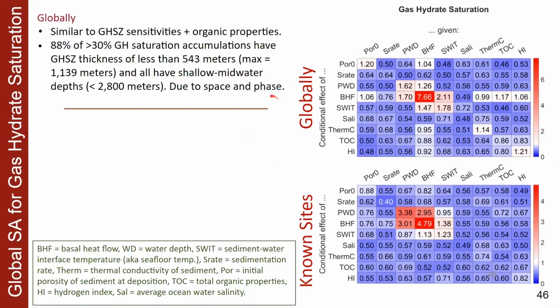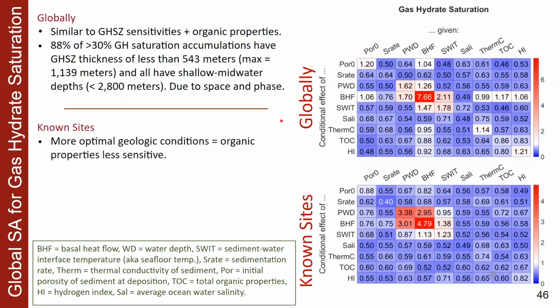And then we have to think about gas phase. At greater water depths, the gas phase tends to be liquid, and then in shallower water depths, the gas phase is in vapor form. And vapor migrates more effectively than the liquid phase and results in higher saturations.